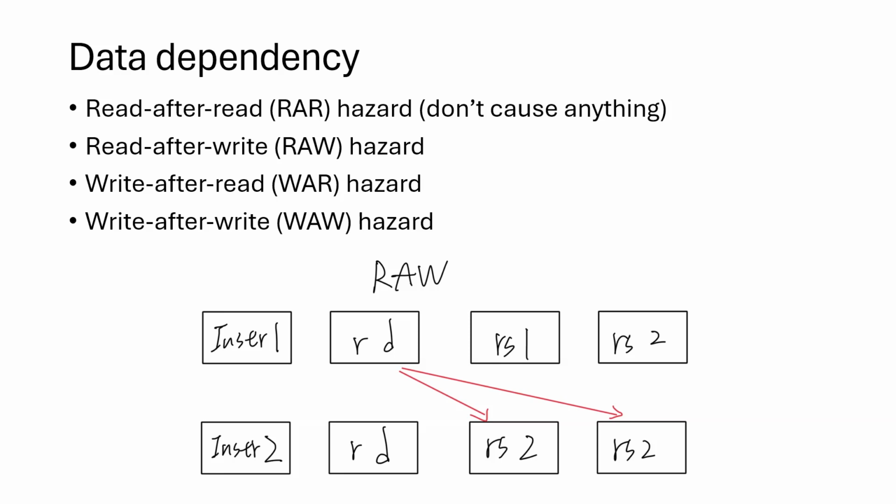The first one is RAW. It's the most common type. It arises when the next instruction tries to read the source before the previous instruction writes to it, so the next instruction incorrectly gets the old value. And then WAR.